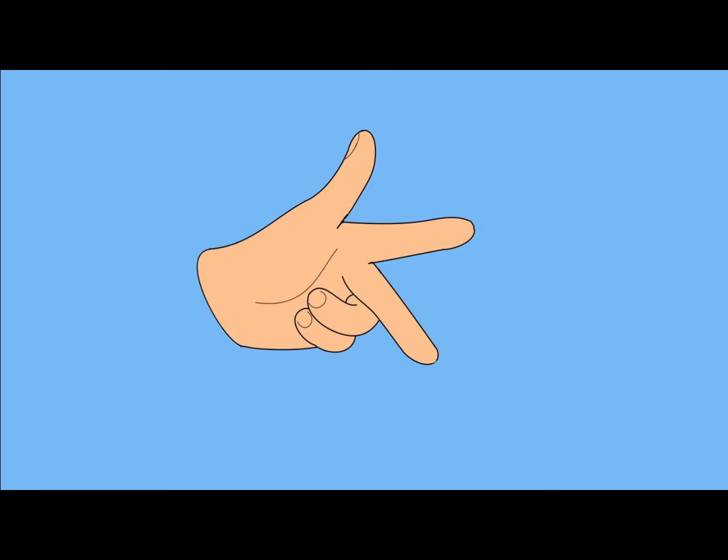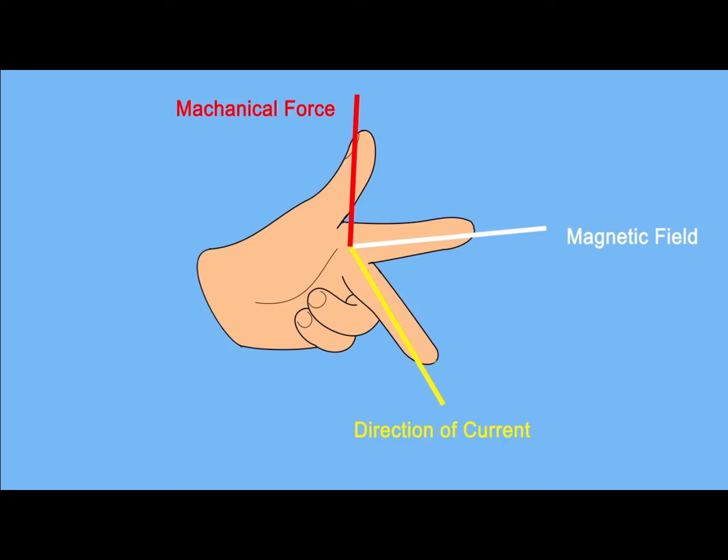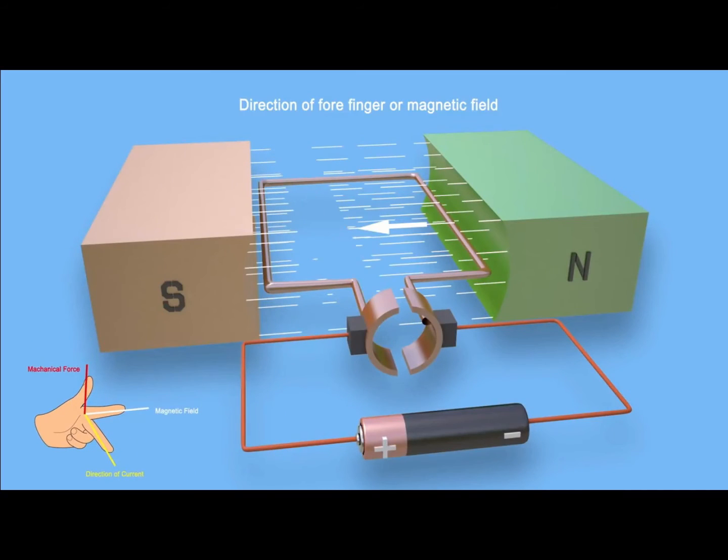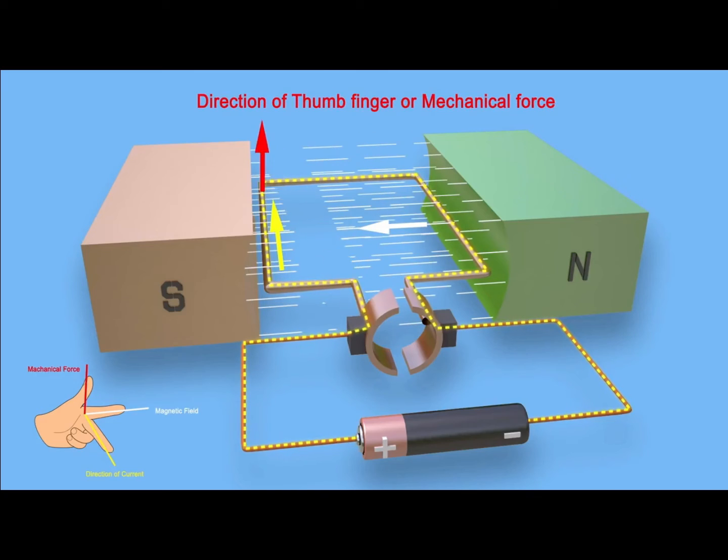Applying Fleming's left hand rule means spreading out the thumb, forefinger and second finger so they are all at 90 degrees to one another. This is how it should look. Its main application is that if the forefinger is in line with the direction of the magnetic field from the north pole to the south pole, and the second finger is aligned along the direction of the current in the left side conductor, then the thumb indicates the direction of the mechanical force.